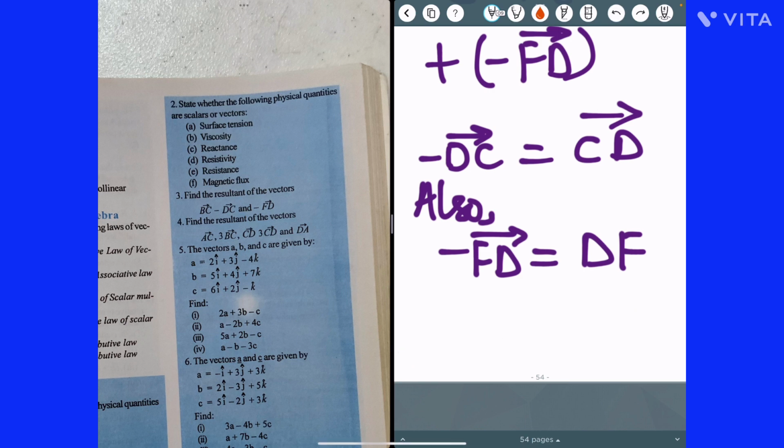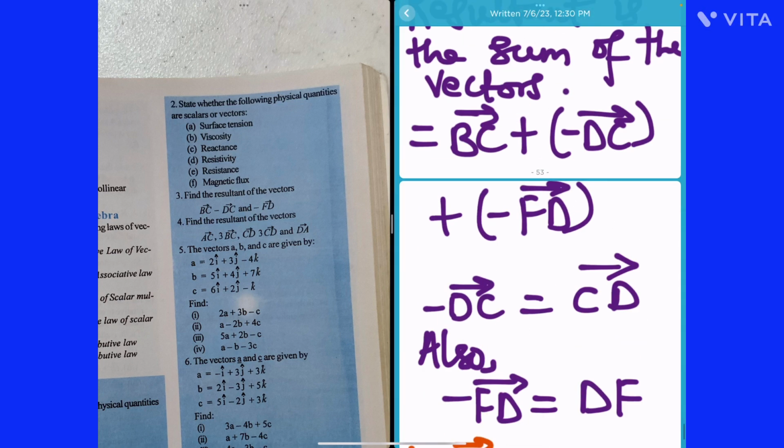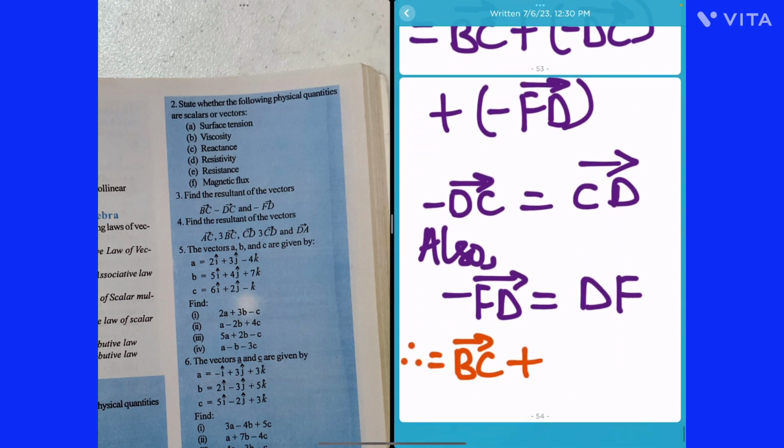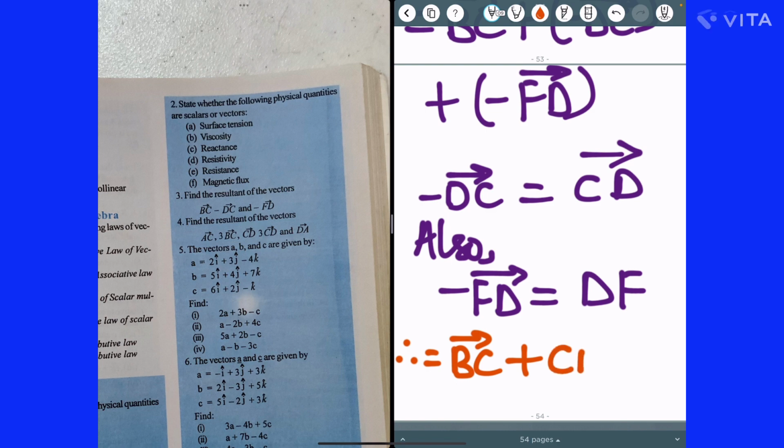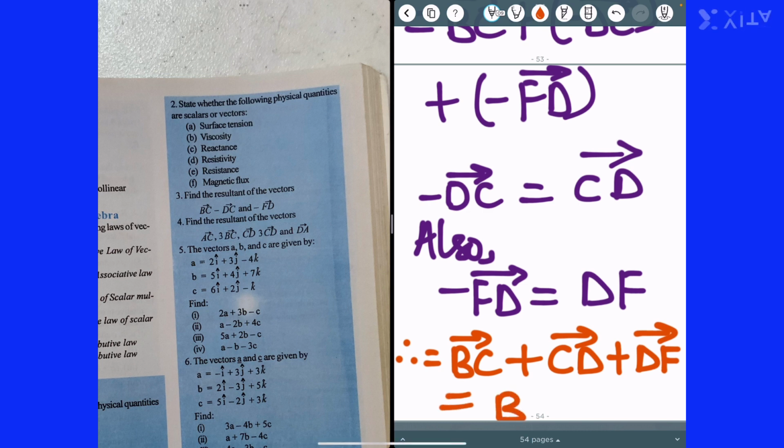So, therefore, my vectors will be BC plus, instead of the second one B minus DC, I'll write CD, because minus DC is the same thing as CD. Then the next one, instead of it being minus FD, I'll write DF. So all of this will give me what? BF as my resultant.